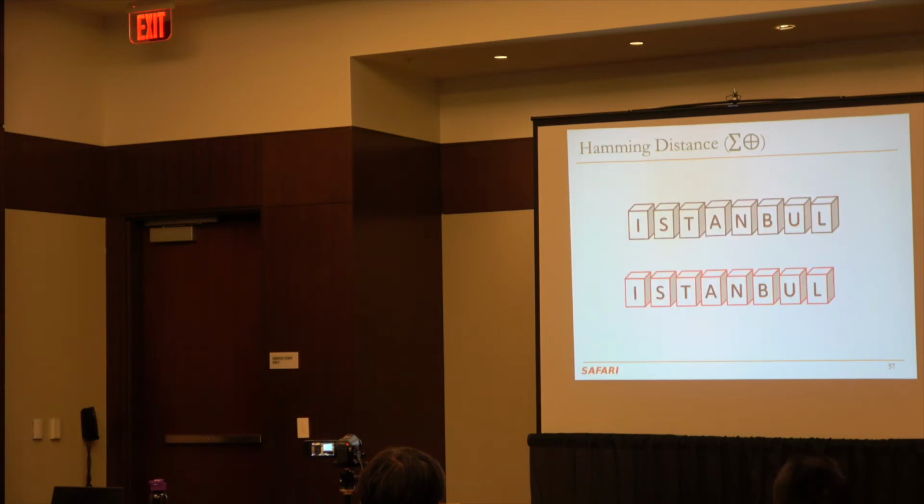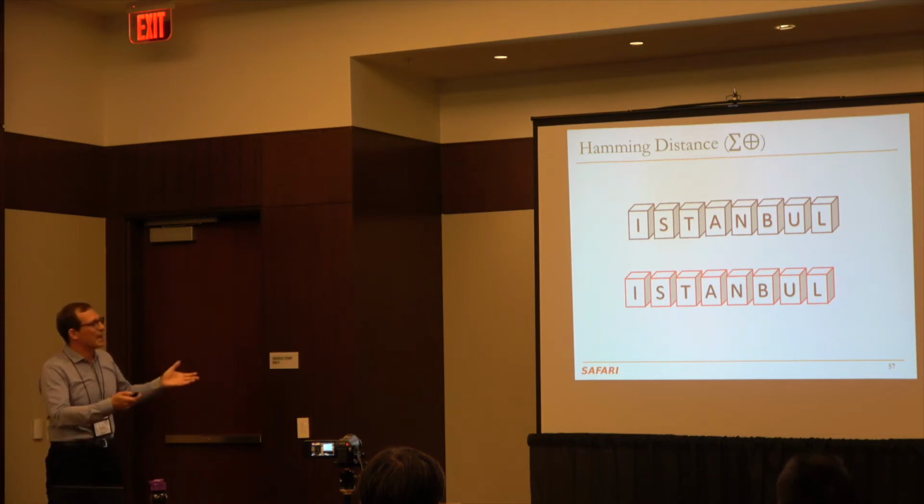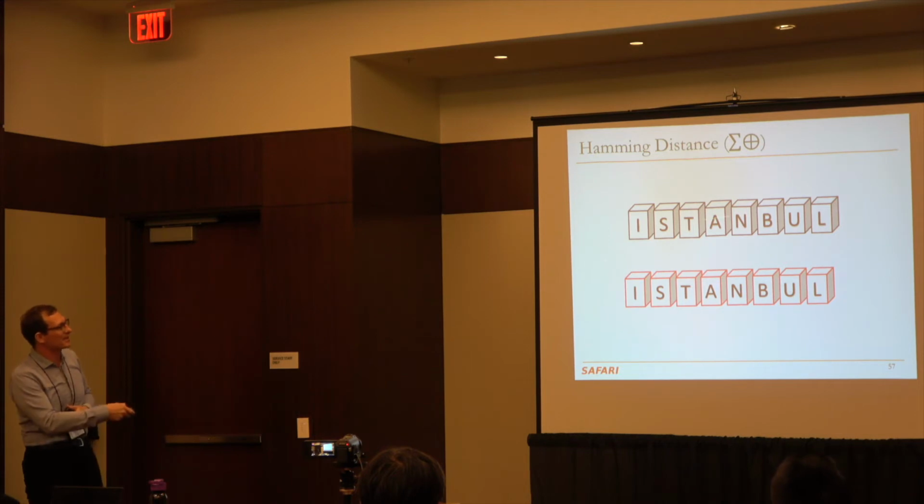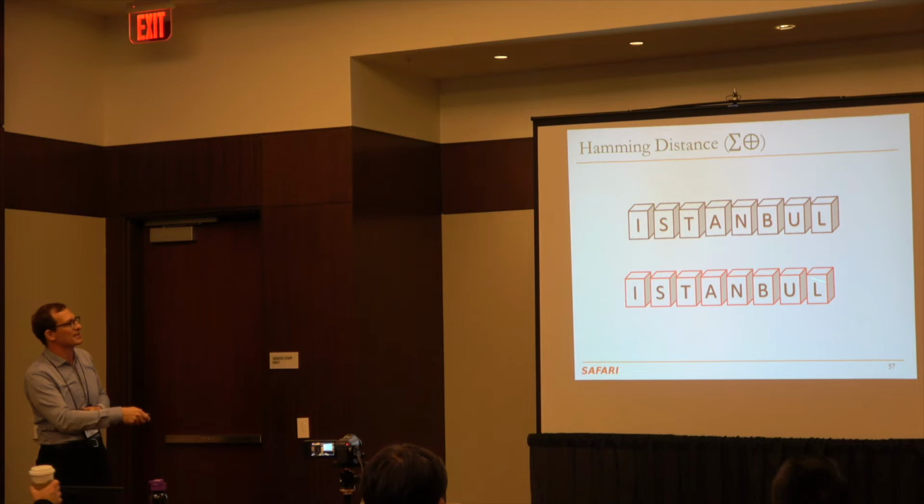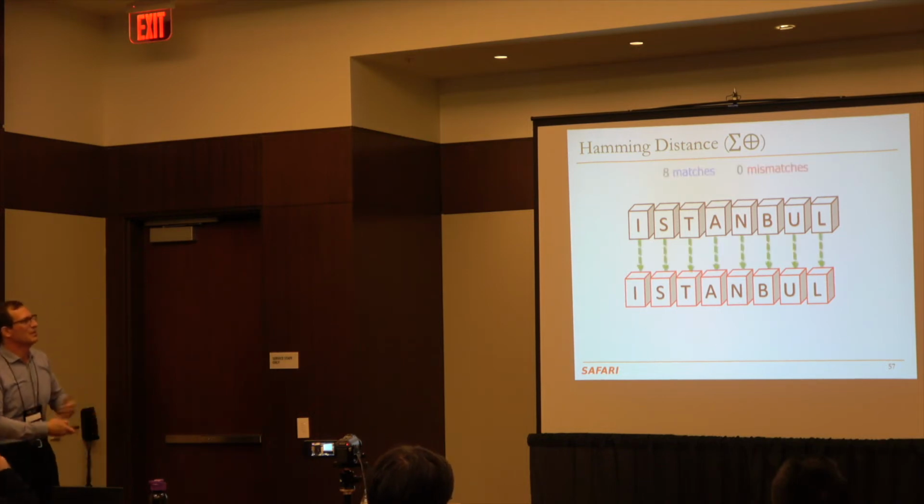So okay, let's take a look at an example. I picked one of my favorite cities over here. And what is Hamming distance? Basically, Hamming distance compares this string to this other string. Let's assume that this is the reference and this is the query that you're comparing to. So Hamming distance clearly, in this case, gives you 8 matches and 0 mismatches.